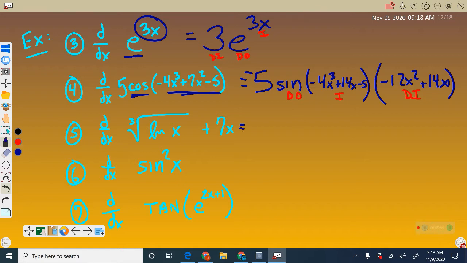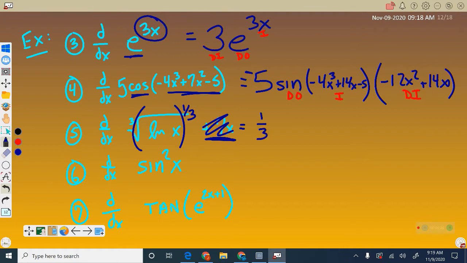Number 5. The cubed root of ln of x. Well, first, we don't like the cubed root. Instead, we write it as to the 1/3 power. Now we can clearly see an outside and an inside to be able to use the chain rule on this part of the problem. This plus 7x is something completely different. It's a different term. I'm not even going to worry about that right now. In fact, let's just ignore it. Pretend it's not there.